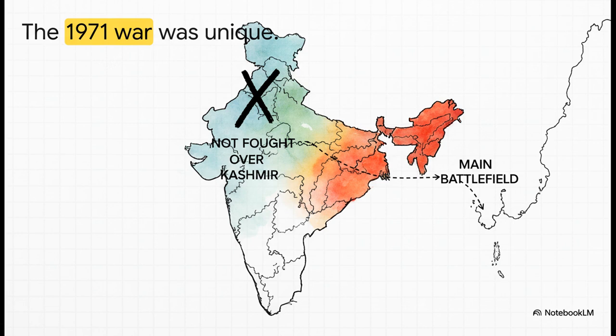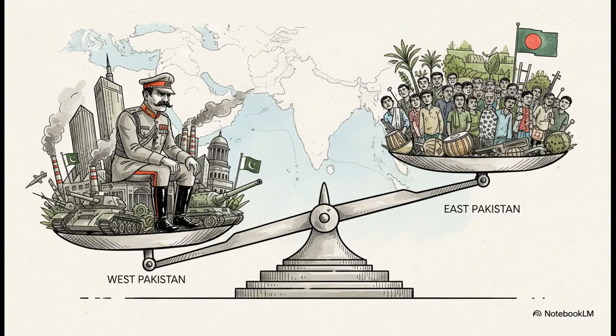I mean, for the first and only time, the main battlefield wasn't Kashmir. It was a region over 1,000 miles away, East Pakistan. To get this war, you have to understand that Pakistan was a country in 2 halves, separated by India. West Pakistan dominated everything: the government, the military, the economy. But East Pakistan, even though it had more people, felt totally oppressed, both culturally and economically, especially over the government trying to force the Urdu language on them instead of their native Bengali.